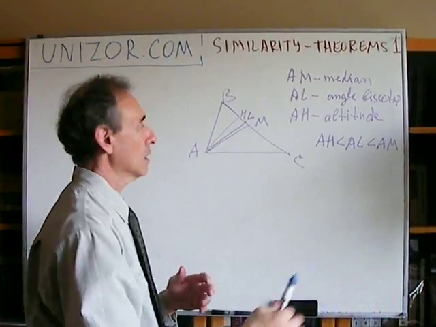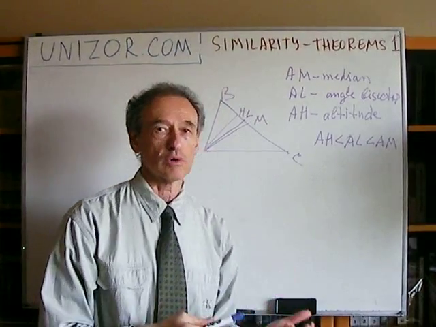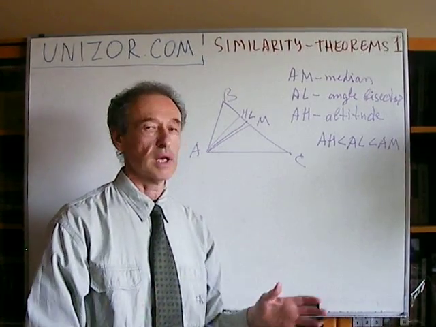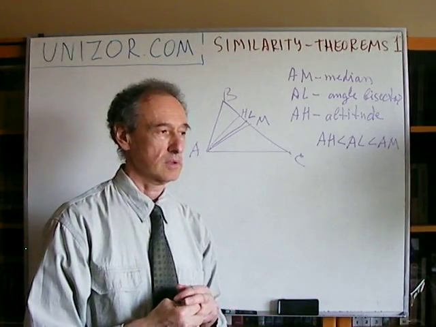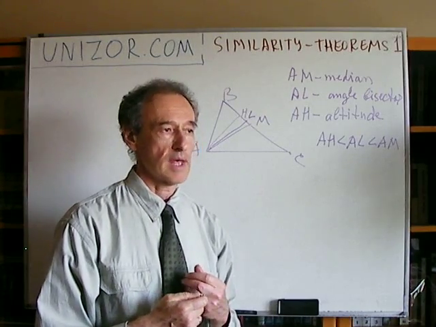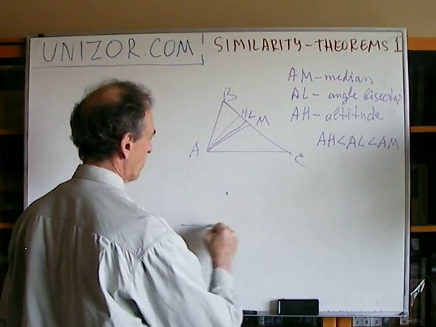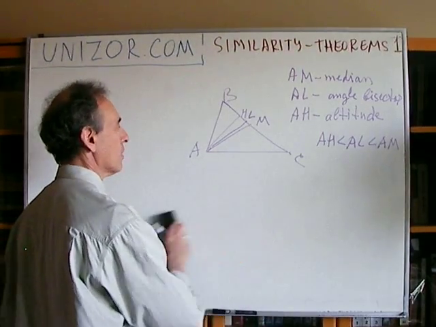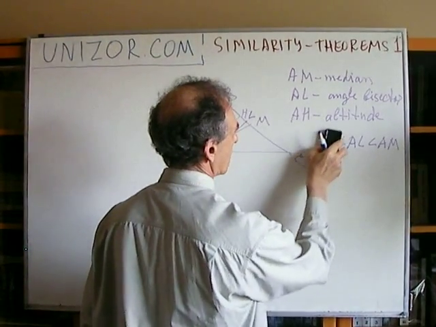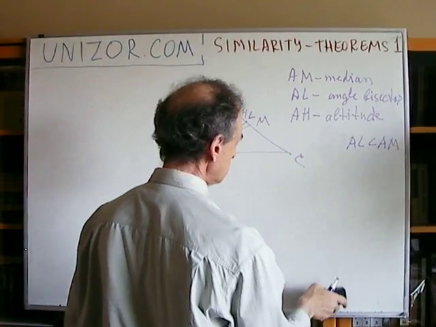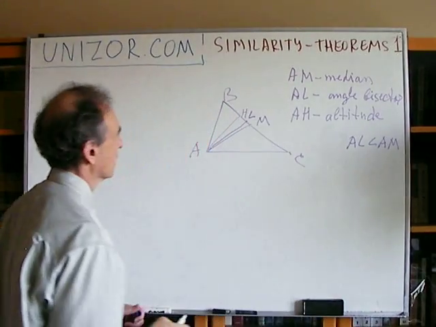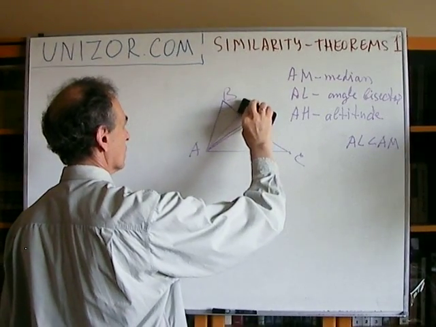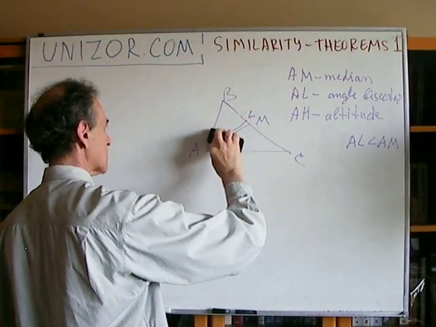Median is the longest. Now, the fact that the altitude is the shortest is obvious, because the altitude is the perpendicular, and we have learned many, many lectures ago that the perpendicular from a point to a line is the shortest distance. So, I'm not talking about this. This is obvious. Let's think about this. So, we don't really need this. I actually added it just for completeness.